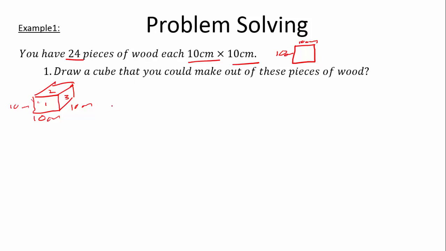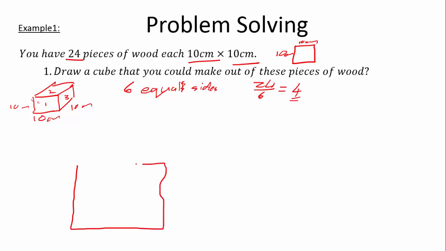So we know that a cube has 6 equal sides, so we're going to have to say 24 divided by 6. What is 24 divided by 6? That is equal to 4. So we're going to have 4 squares on each side. It's going to look something like this. We're going to have a big one here, which has 4 squares on each side.